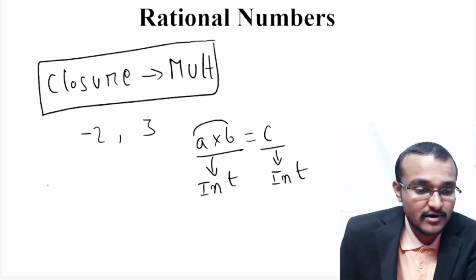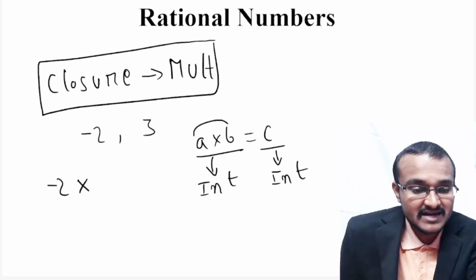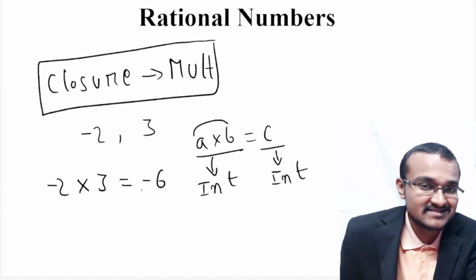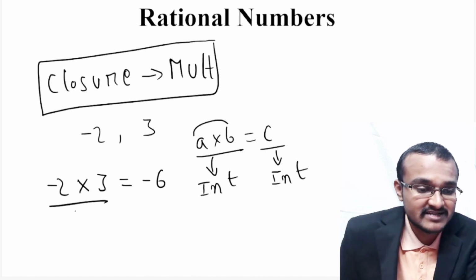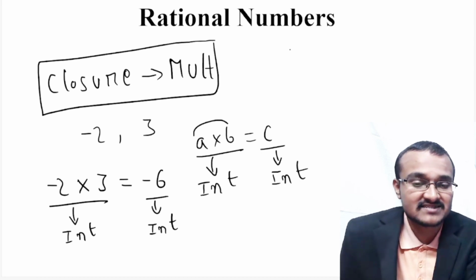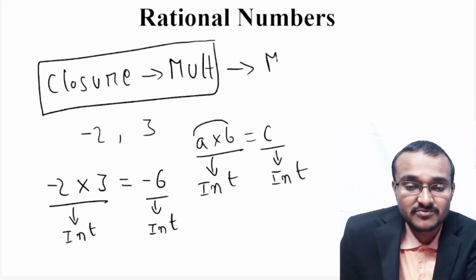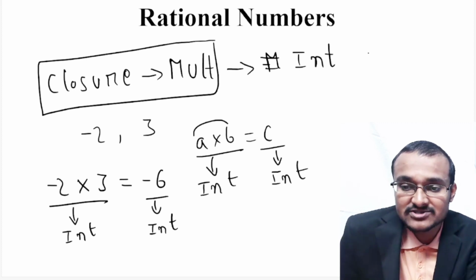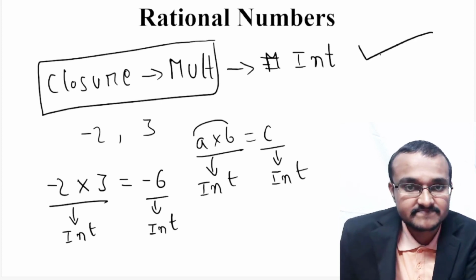So now let us take minus 2 as a and 3 as b. After doing minus 2 into 3, you will get 2 into 3 is 6, minus into plus will be minus. So minus 6 is the answer. Here minus 2 and 3 are integers. When you multiply these integers, you are again getting an integer, that is minus 6, because even minus 6 is an integer. So closure property under multiplication for integers is also satisfied.